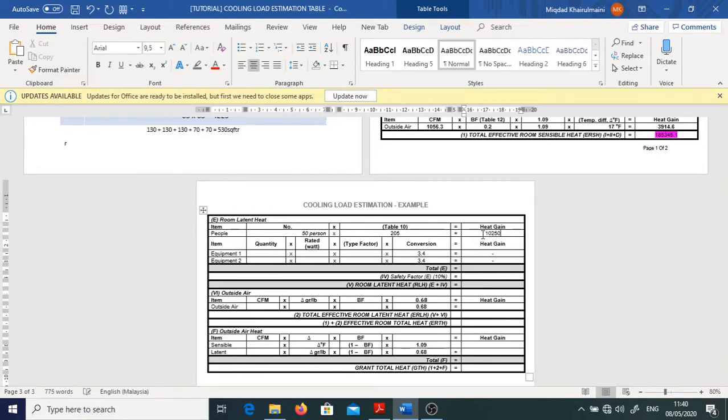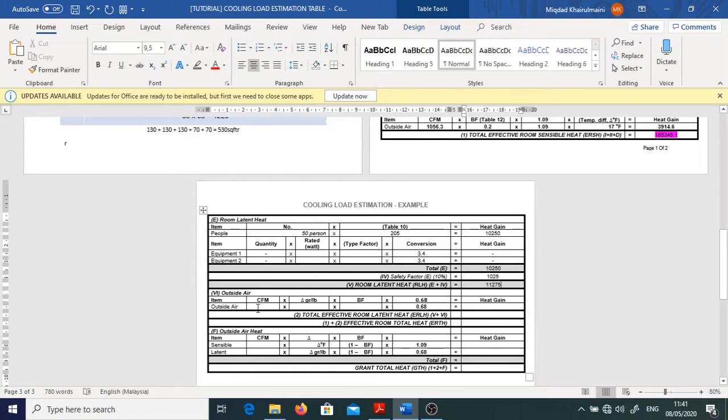10,250. For equipment, we can neglect, so we just put a dash, and also at the total here we put a dash. For total E, since we only have the room latent heat for people, we just write it back, 10,250. We calculate 10% safety factor, so 1025. Then we add section E total plus number 4, our safety factor, and we get 11,275.